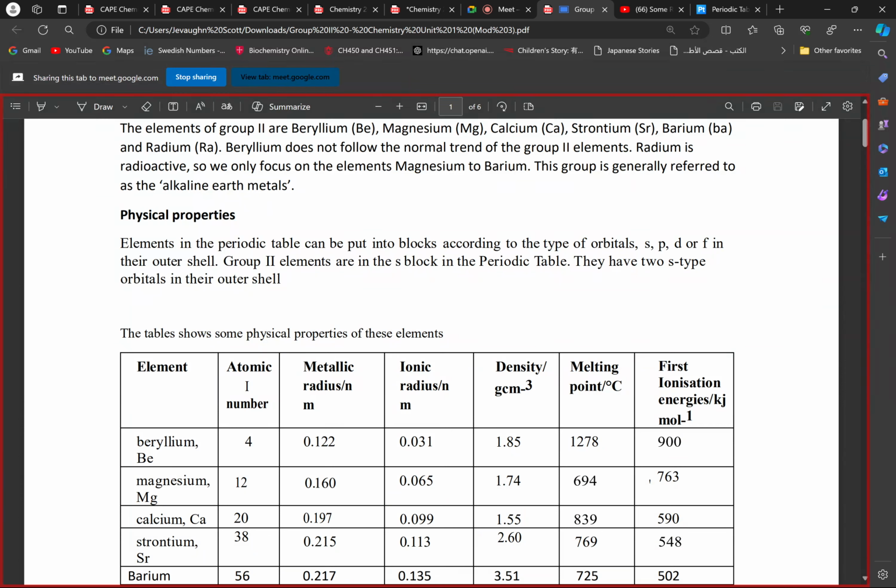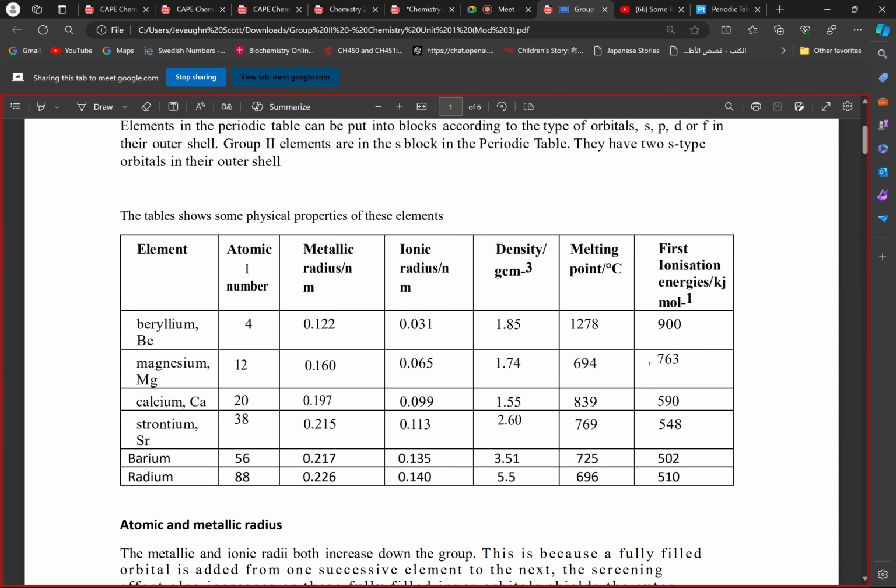And we know that our group 2 elements are part of the S block, right? These are S block elements. So let's start off here. The atomic numbers from beryllium going to radium: beryllium is 4, magnesium is 12, calcium is 20, strontium is 38, barium is 56, and radium is 88. And let's look at these properties.